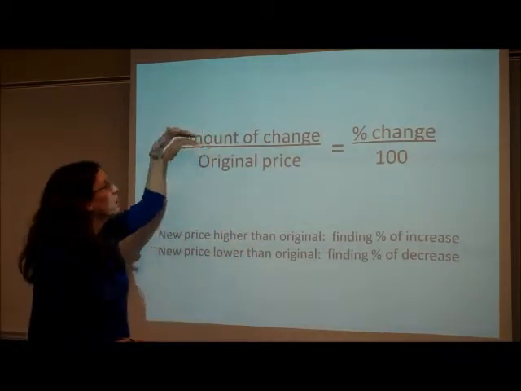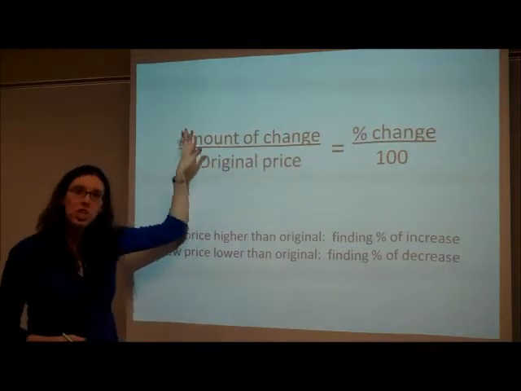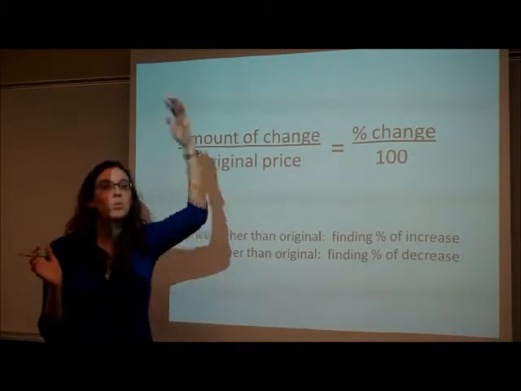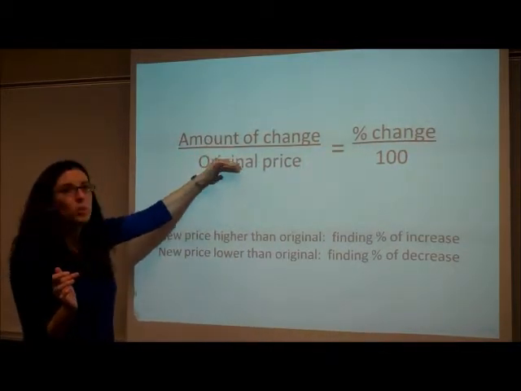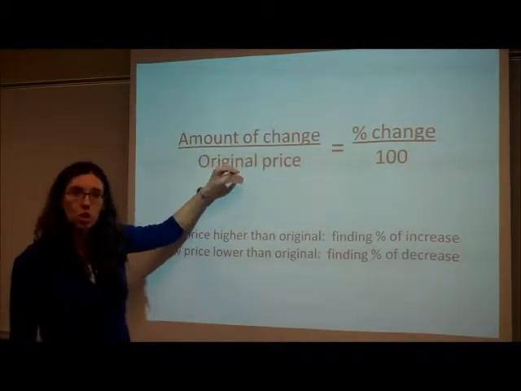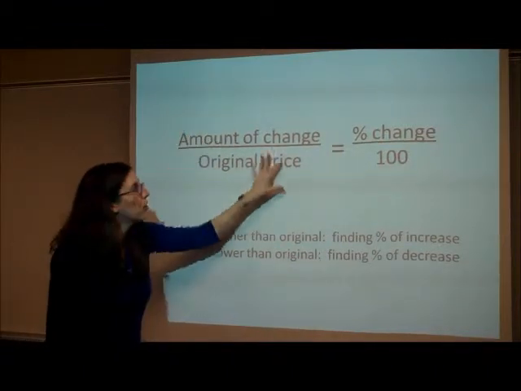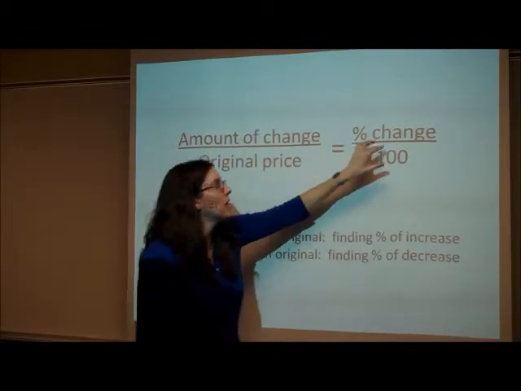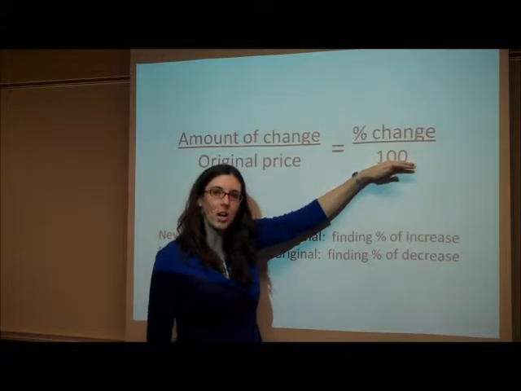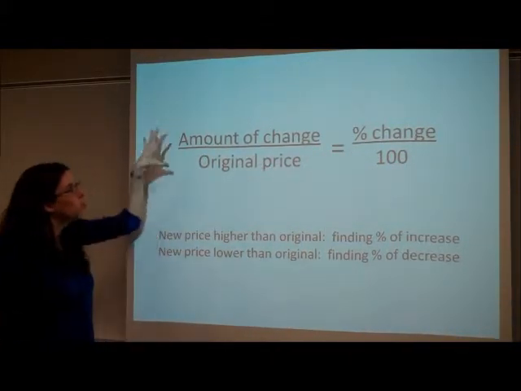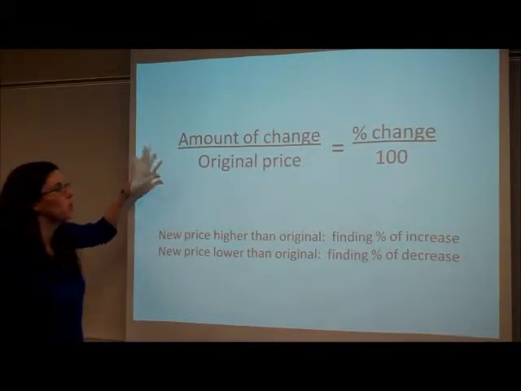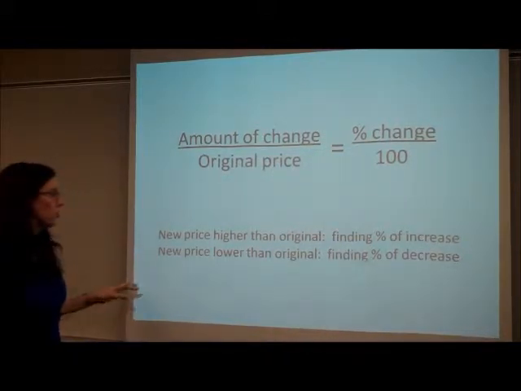So to find that, you're always going to look at the amount of change. How much money was the difference? How much did it go up or down by? And then you're always going to compare that to the original price. That ratio would be the same as your percent of change over 100. Okay? So we're going to use proportions, and we're going to use this to help us. So if you don't have this already written down, be sure you do.